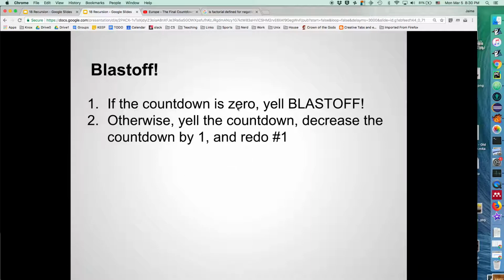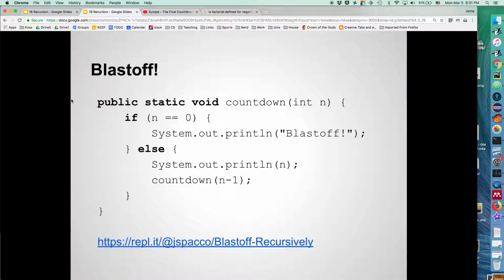Well, now we're at 4. Is the countdown 0? No, it's 4, so we'll do this again. Yell the countdown, 4! Then decrease the countdown by 1, redo number 1, and so on and so on and so on, till eventually somebody gets to 0 and gets to yell, blast off! Super cool stuff. So let's look at this in Java code. It's going to look like this.